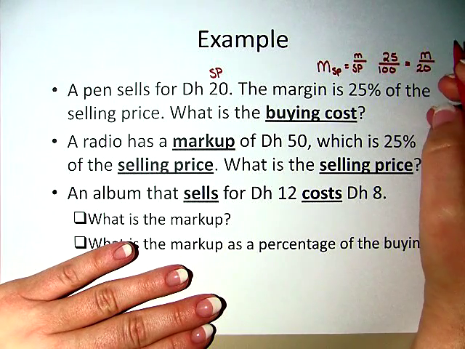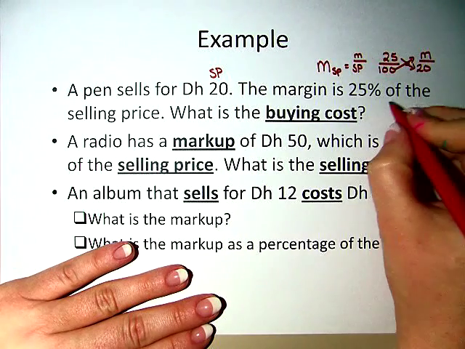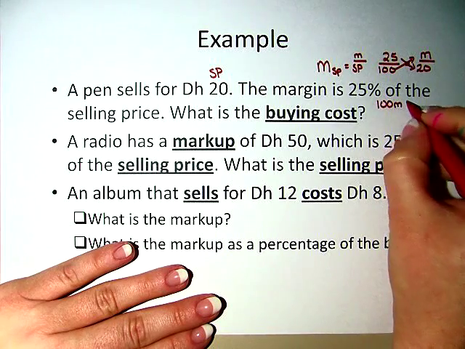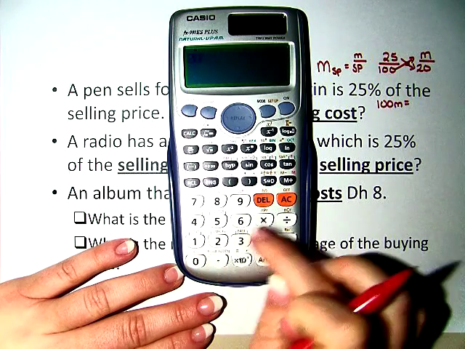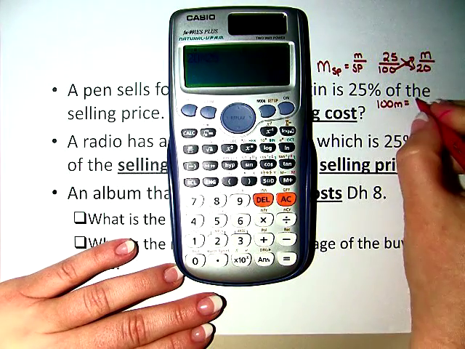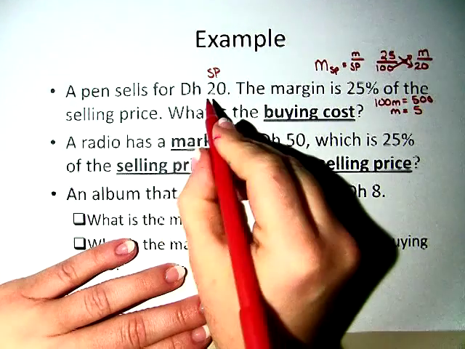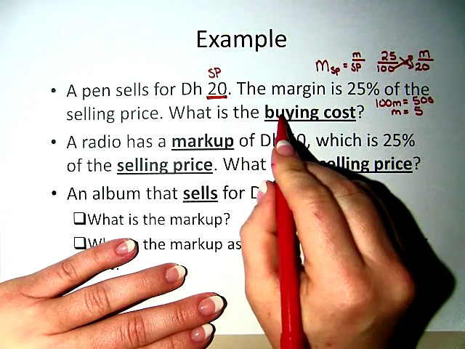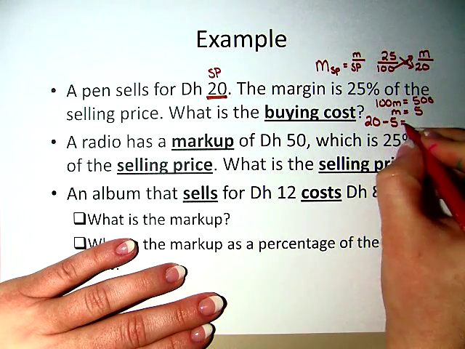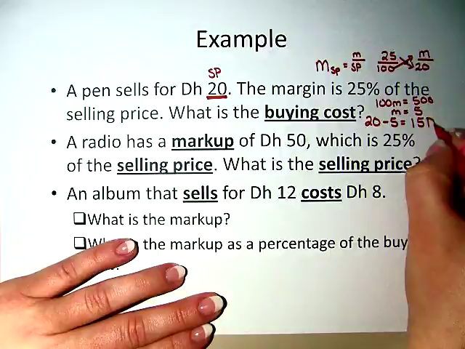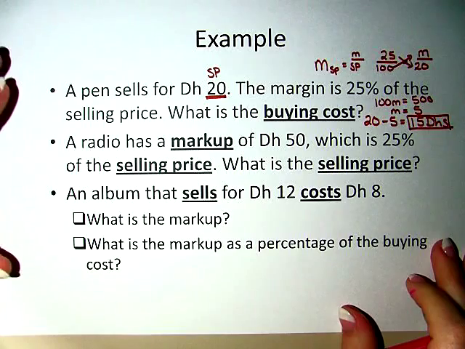How do we solve this? We cross multiply, and we get that 100m equals 20 times 25, 500. So the margin is 5. Well, if the pen sells for 20 dirhams and we want the buying cost and the margin is 5, we take that 20, subtract 5, and we get that the buying cost is 15 dirhams. So you can see how we're doing a lot more application with these problems.